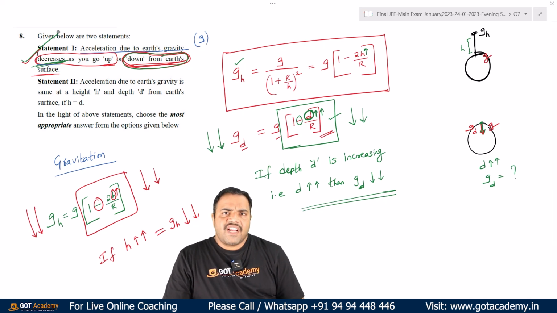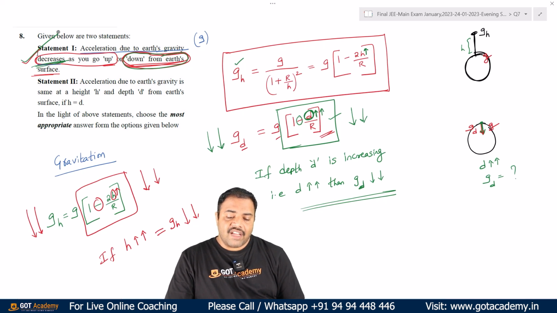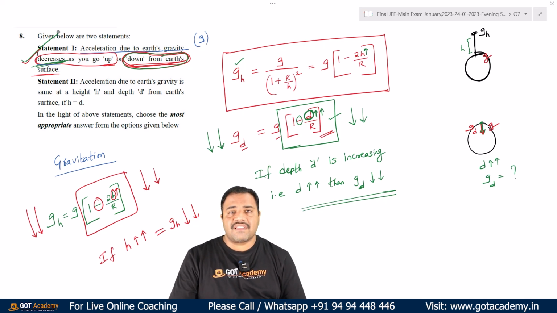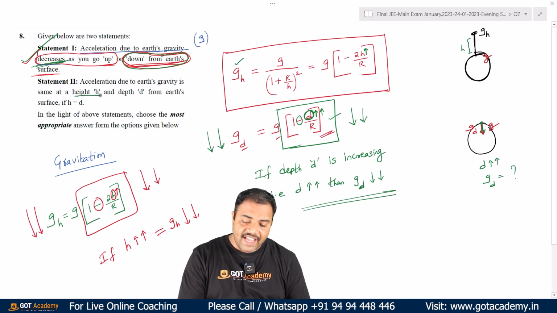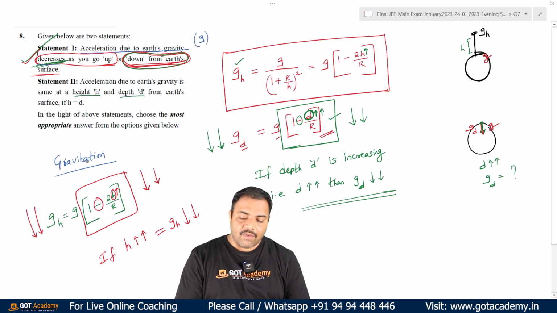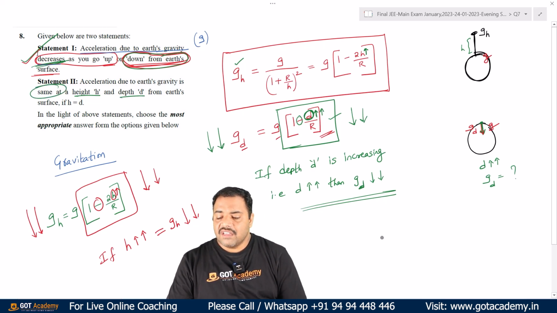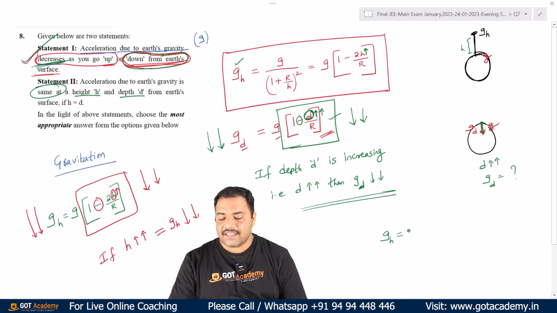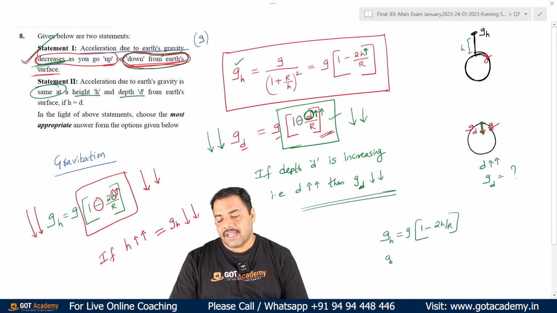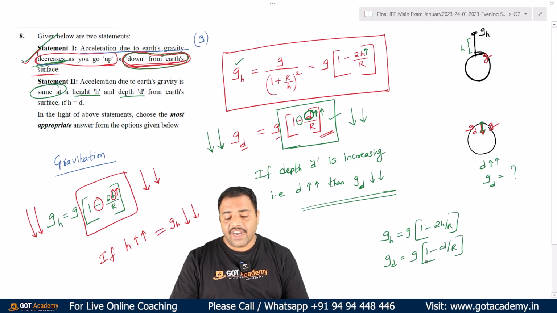So children, now read statement 2, at least two times. What was given is that acceleration due to earth's gravity is the same at height h and at depth d from the surface. No need to recall anything because we already have the same formulas here. What he is saying is that both must be the same. Is it possible? Gravitation at a height h is given as g into 1 minus 2h by r, whereas gravitation at a depth d is given as g into 1 minus d by r. Look at both the cases.